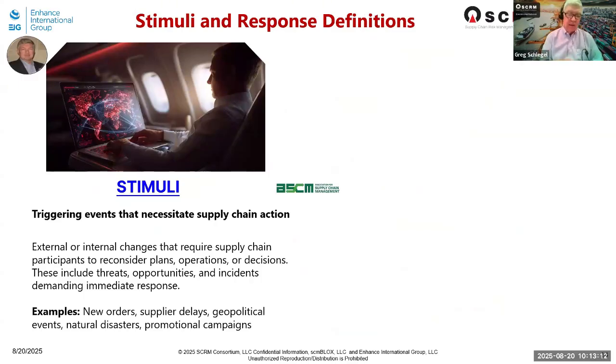Take a look on the left side. Stimuli: triggering events that necessitate supply chain actions. You can take a look at them, but the supply chain examples that you may be familiar with are an increase in new orders or drop in orders, supplier delays, geopolitical events, natural disasters, promotional campaigns, and now we're living with the injection of tariffs.